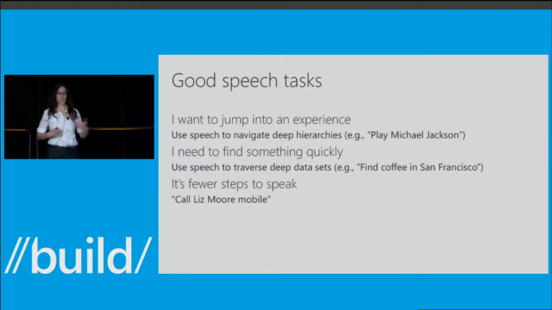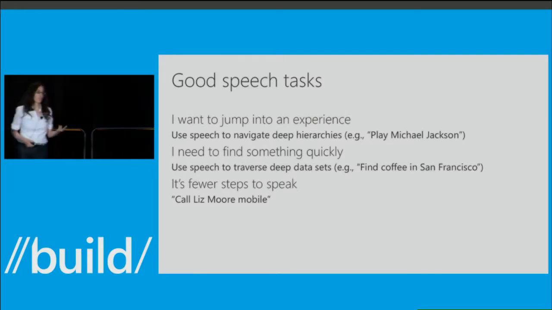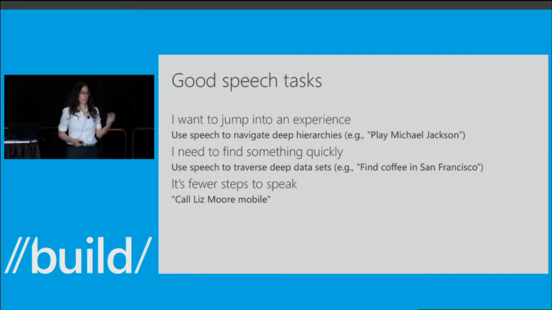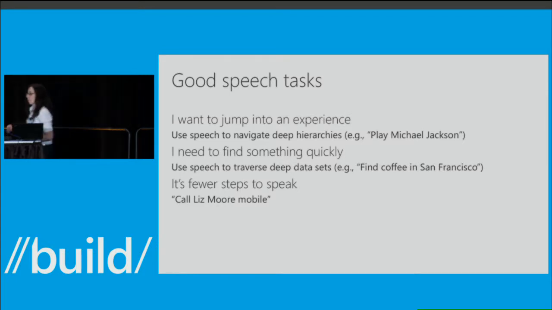Also, if you have a really big data set, so if it's a local search problem or if it's your contacts list, find coffee in San Francisco is really easy to say, again, and it jumps me into whatever that massive database really is, directly into the piece that I want. And then if it's fewer steps to speak, so call Liz Moore mobile is 3 pieces of information. I said it very quickly. In order to find it on my phone, I have to go through a number of different button presses to get there. And I've got one more demo for you.